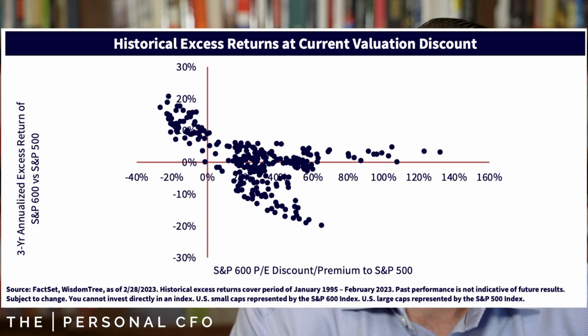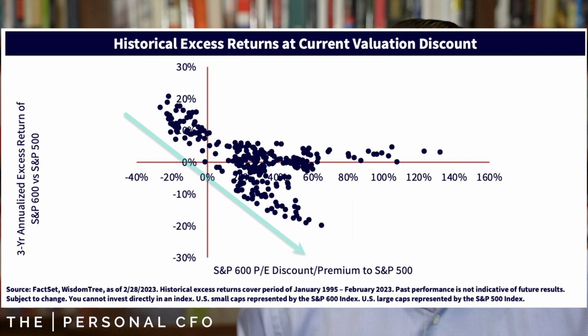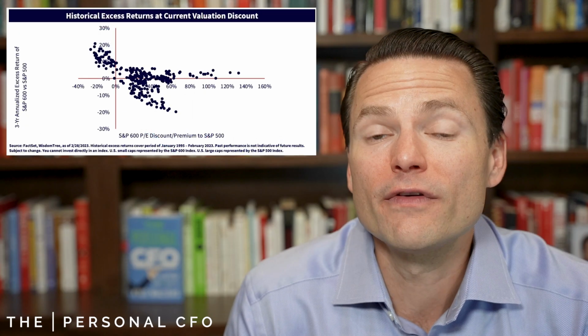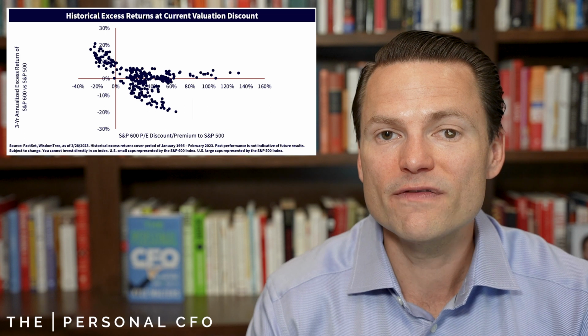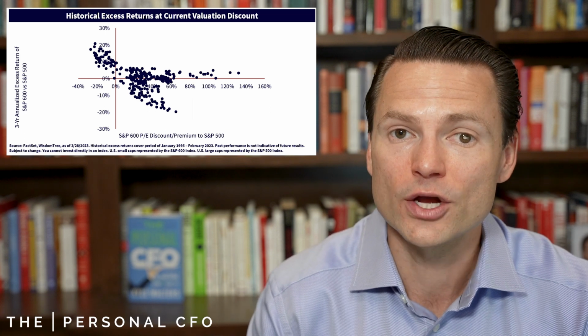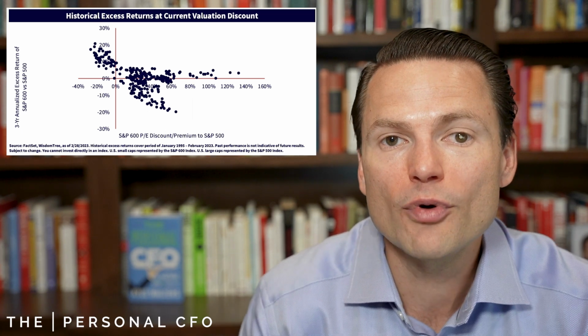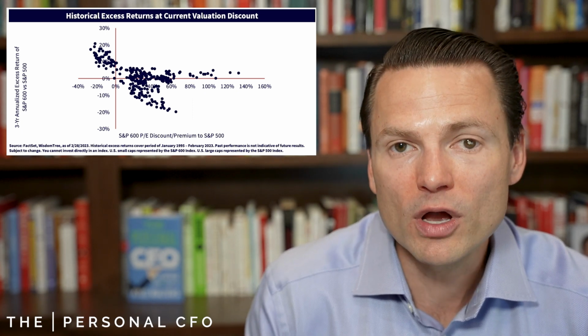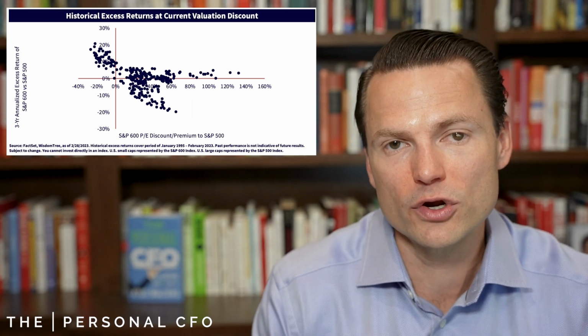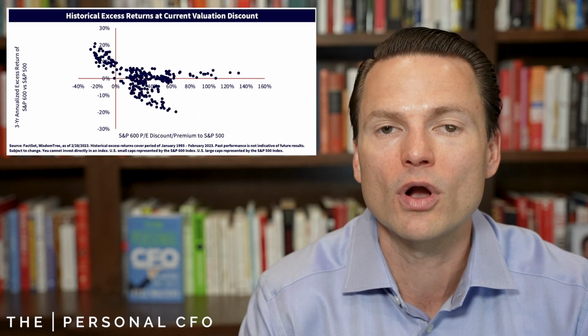But as you can see, all these dots are going from up and to the left to down and to the right largely. Now, Kyle, how can we explain this very simply? Well, this is a comparison of the S&P 500 and the S&P 600. The S&P 500 you're probably pretty familiar with. The S&P 600 is small companies. So we've got the 500, which is large companies, and the 600, which is small companies.